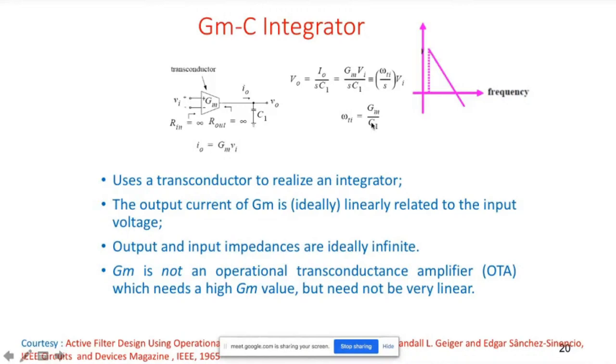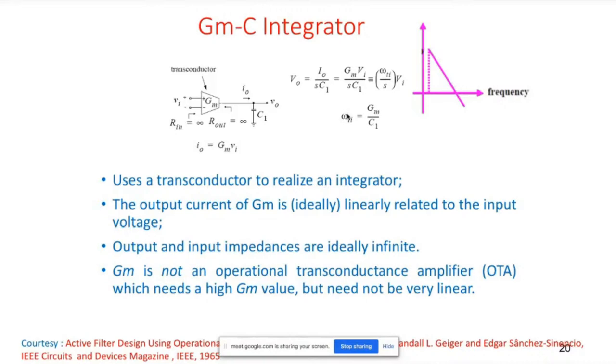Normally the capacitance is nothing but parasitic capacitance. At this node, what is the parasitic capacitance? That will be the minimum capacitance. There may be some intended capacitance you can put, but gm will be the transconductance of this cell. If I want a large unity gain frequency, I can increase the gm. If I want a very small unity gain frequency, I can decrease the gm.